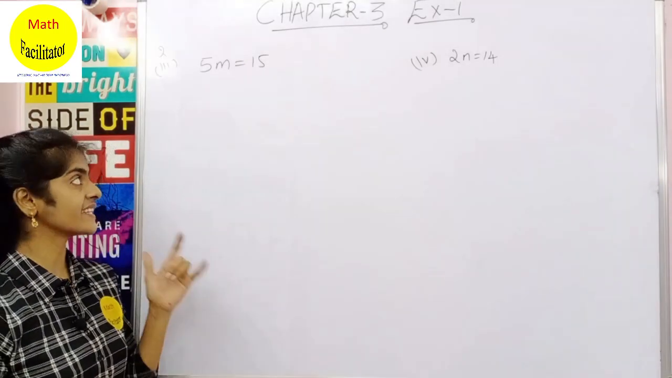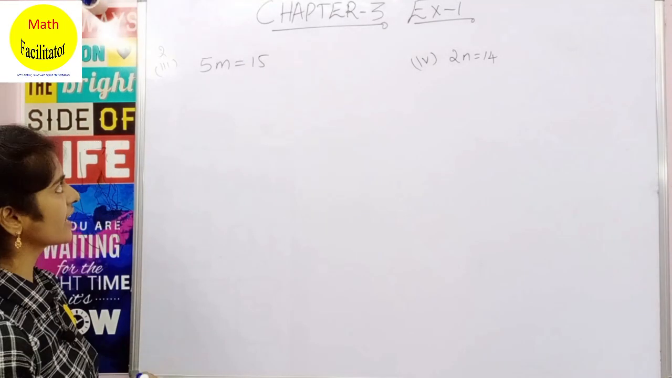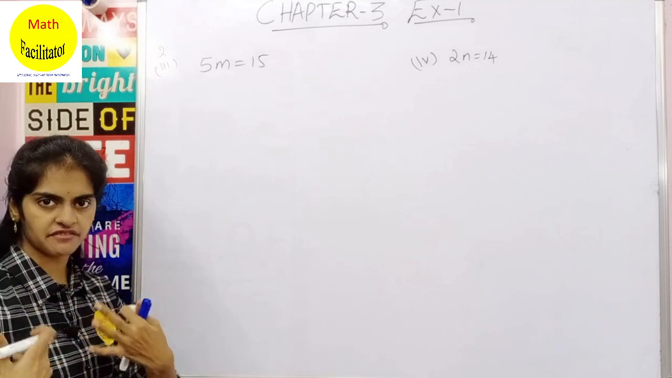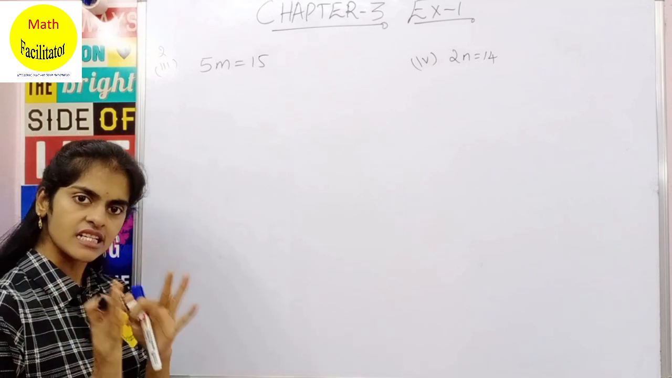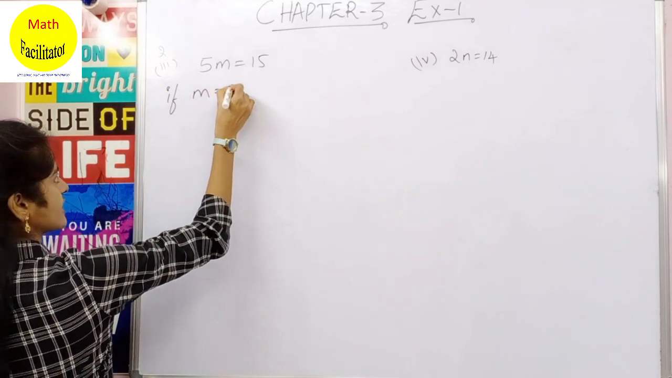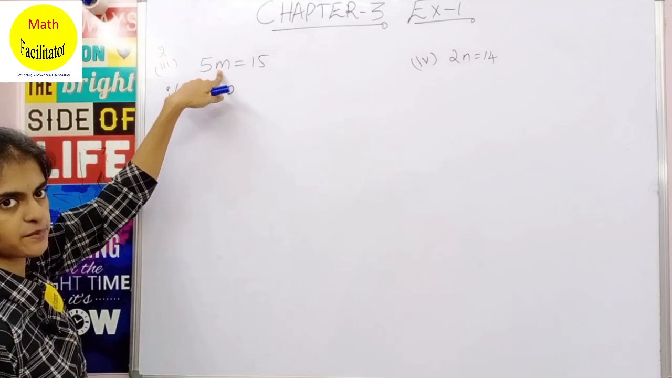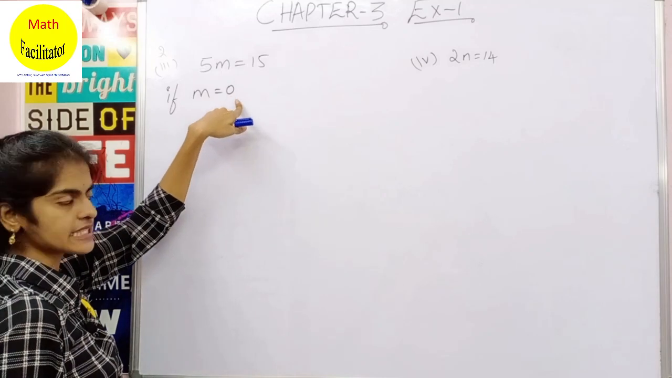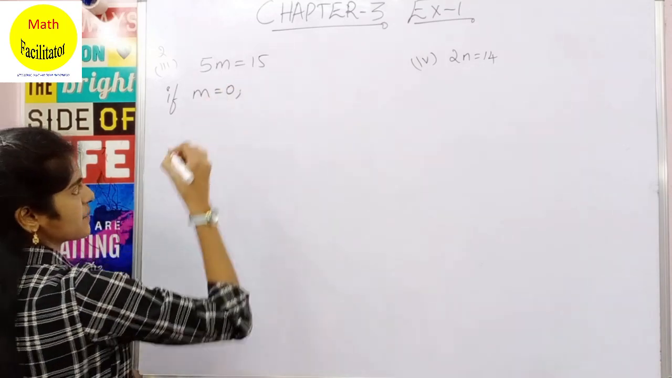So moving on to the third bit of this question. Here also we will substitute different values and find out which is the correct value. If you take m as 0, here the variable is m, so I am taking m as 0. So what happens if you take m as 0?